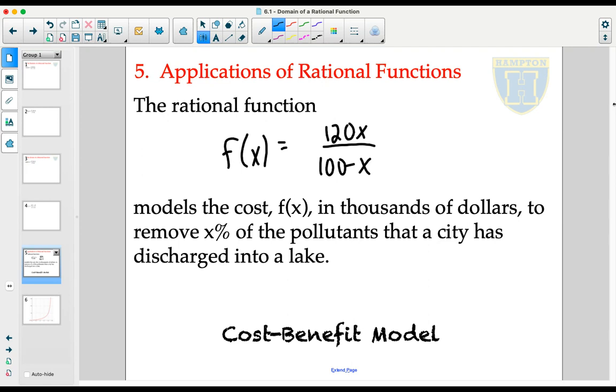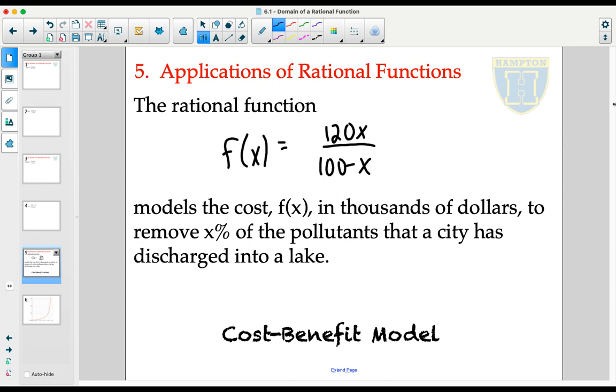Using a rational function to describe a cost-benefit model is a very common application of this type of function. In this example, we have the function f of x equals 120x over 100 minus x. This rational function is being used to model the cost f of x, in thousands of dollars, to remove x% of the pollutants that a city has discharged into a lake.